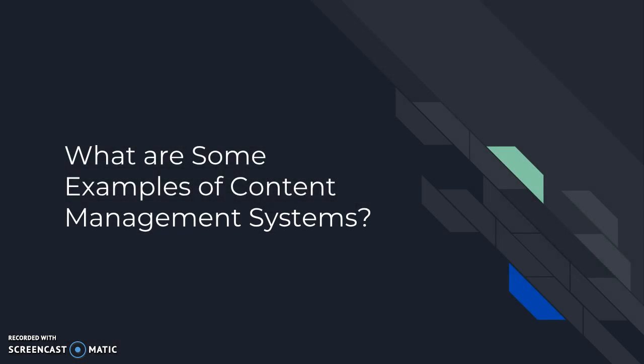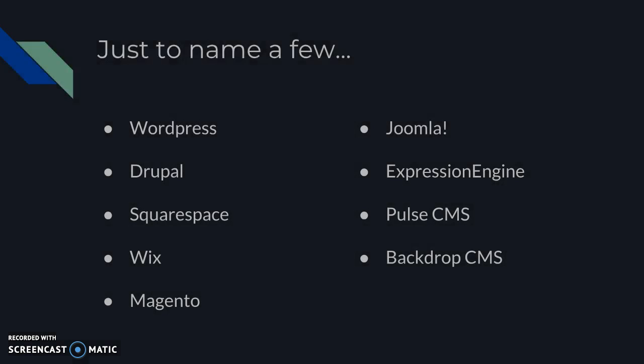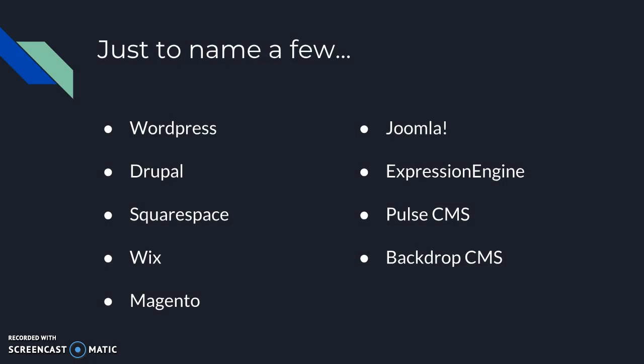What are some examples of content management systems? Some of the maybe better known ones might be WordPress, Drupal, Squarespace, Wix, Magento, Joomla, Expression Engine, Pulse CMS, and Backdrop CMS.